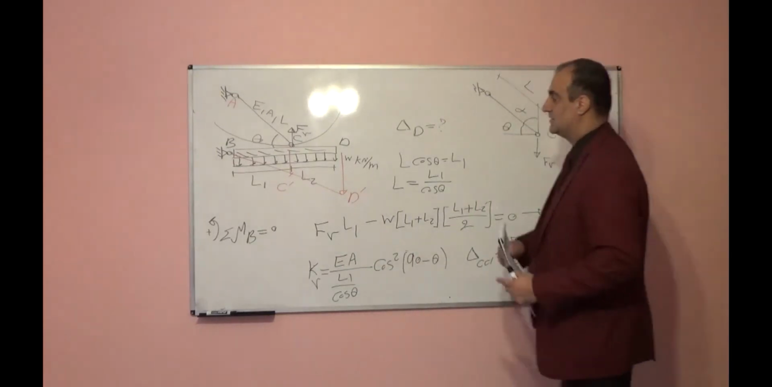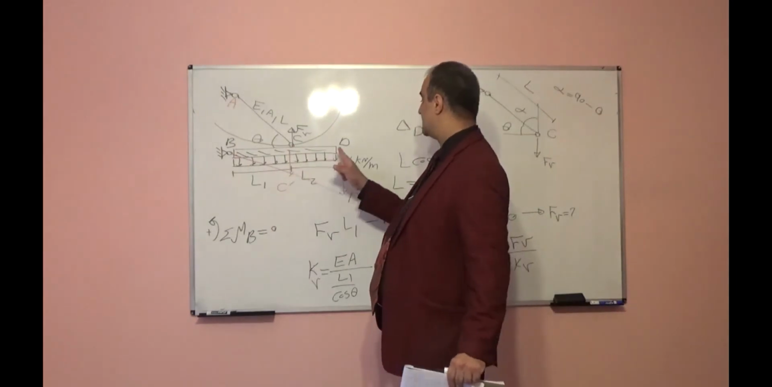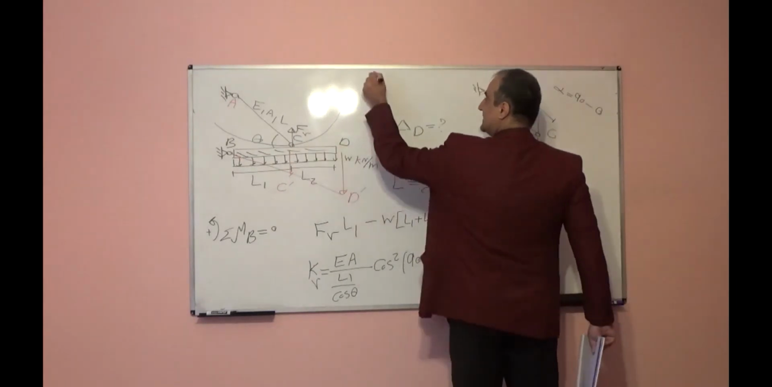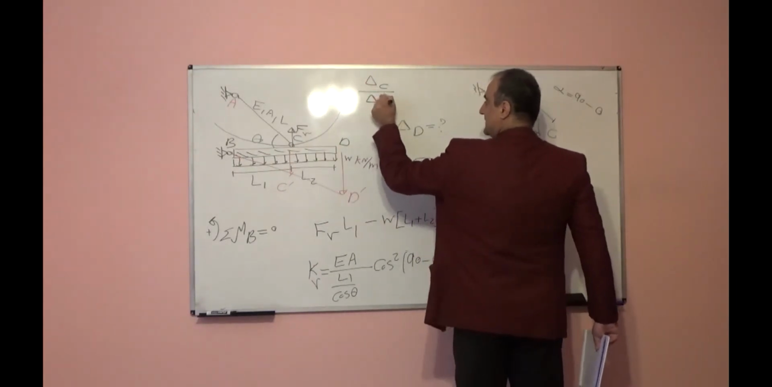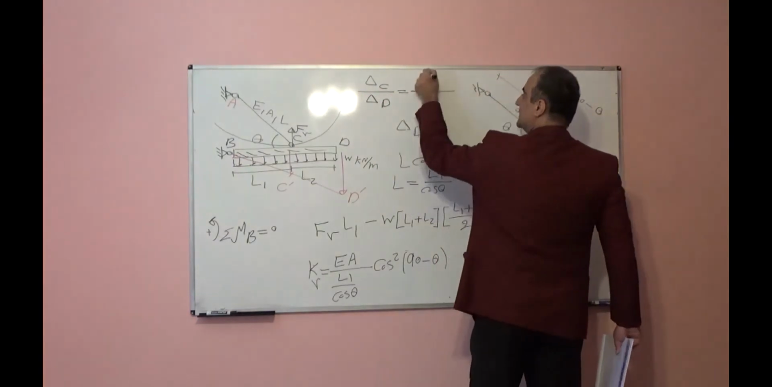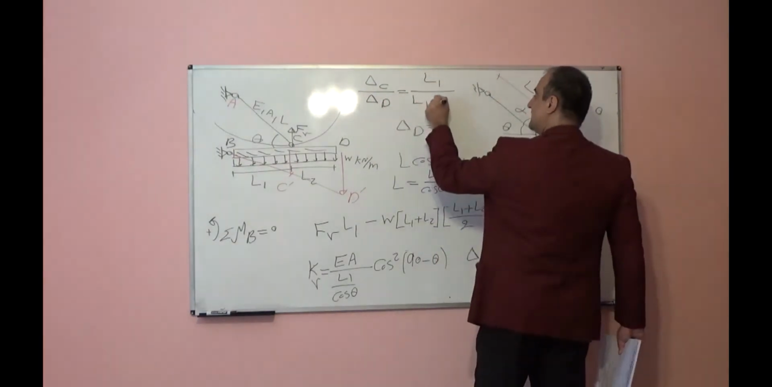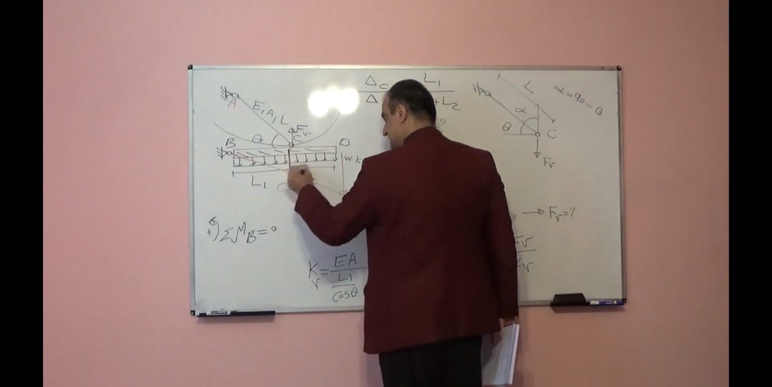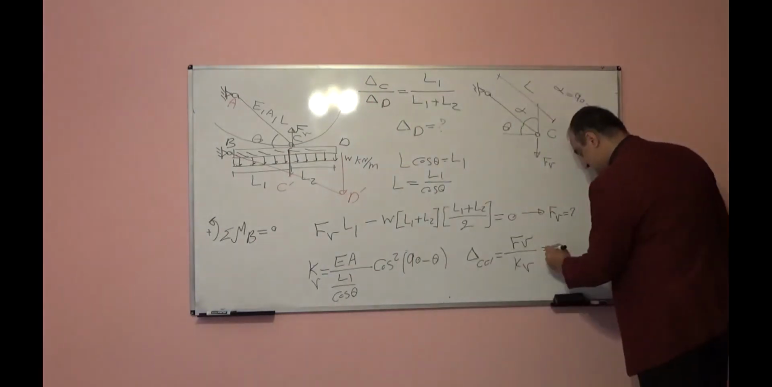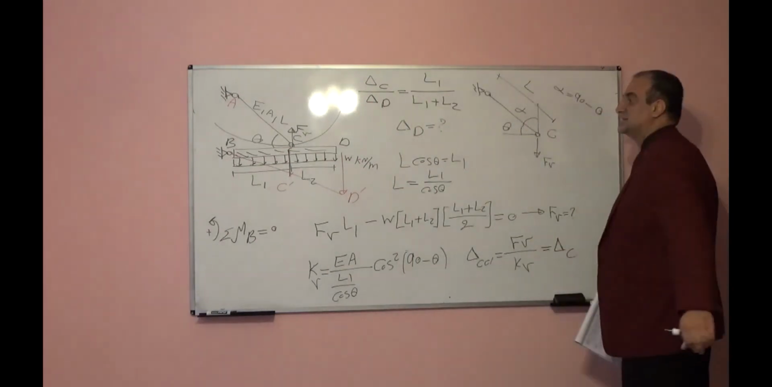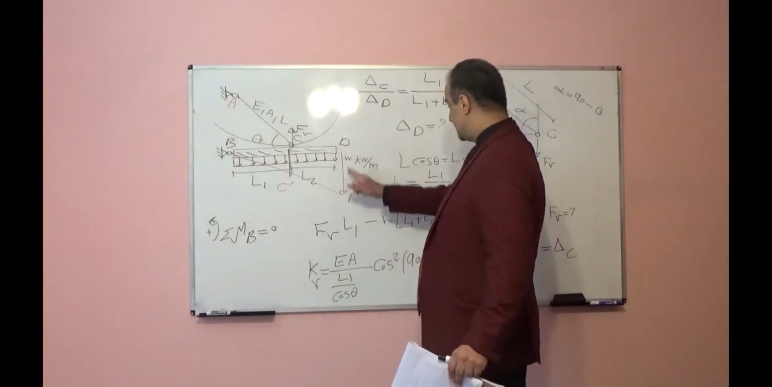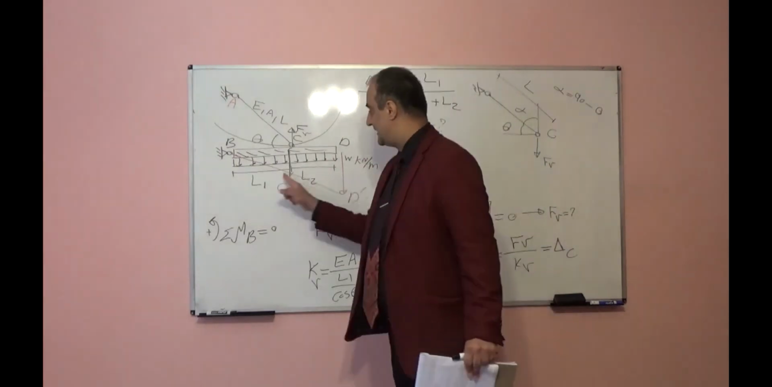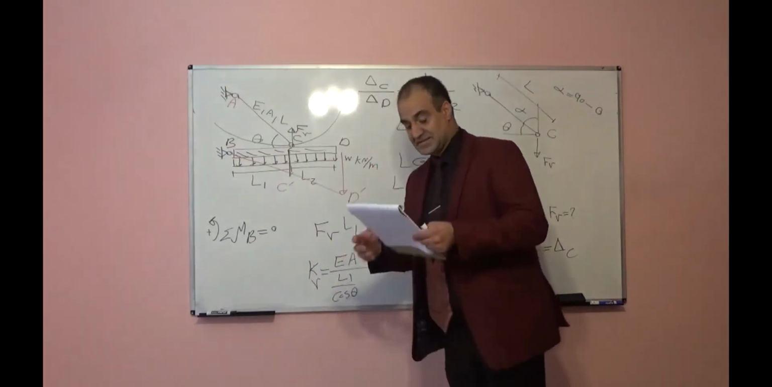If we find delta CC prime, from similar triangles we can find delta D, because delta C divided by delta D is equal to L1 divided by L1 plus L2. If this is delta C, which I found, force divided by stiffness, over delta D, which the problem statement asks and is unknown, it is equal to L1 divided by L1 plus L2.